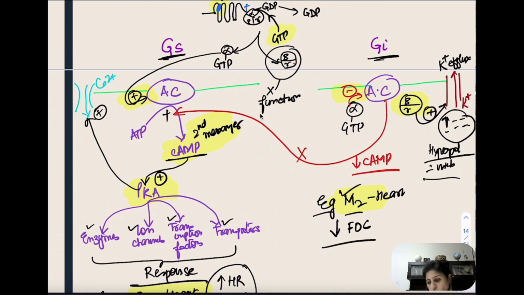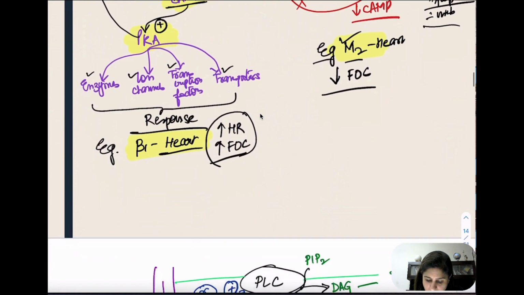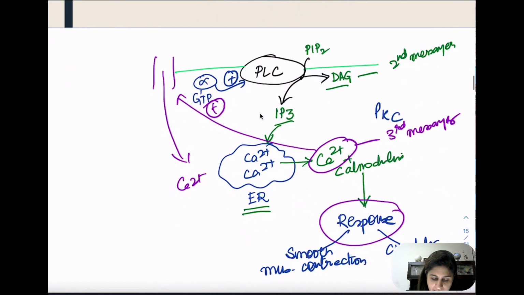Okay? So what they do is they increase the potassium efflux. They act on potassium channels, so they send potassium outside so that negativity increases inside. So it is negative inside, gloomy and negative, and it causes hyperpolarization and depression. This is Gi. Then the Gq is totally different.